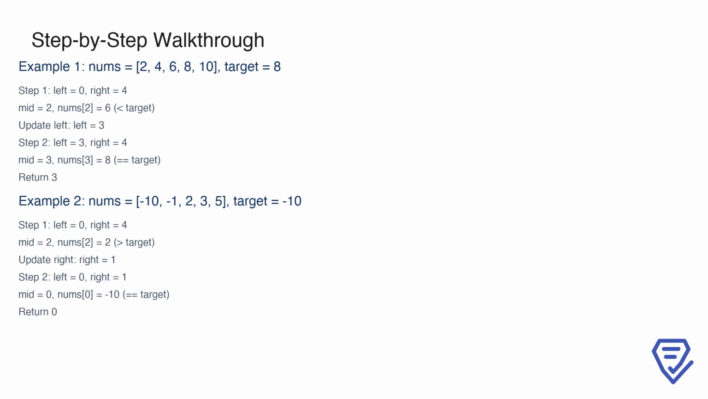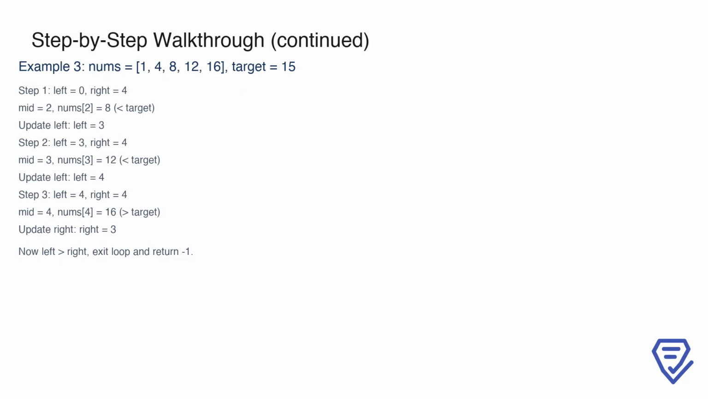Second, nums is -10, -1, 2, 3, 5, looking for -10. Left is 0, right is 4, mid is 2, value 2, which is greater than -10. We move right to 1. Now, left is 0, right is 1, mid is 0. nums[0] is -10, a match, so we return 0. This demonstrates how binary search adapts for different targets and array contents.